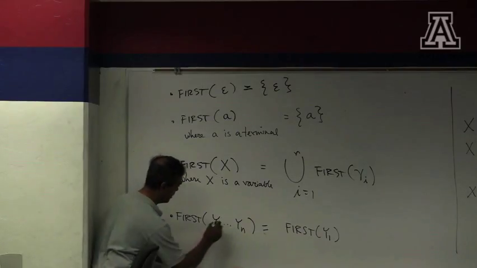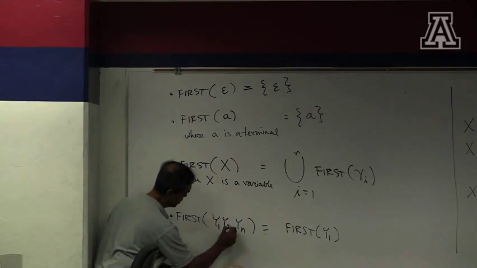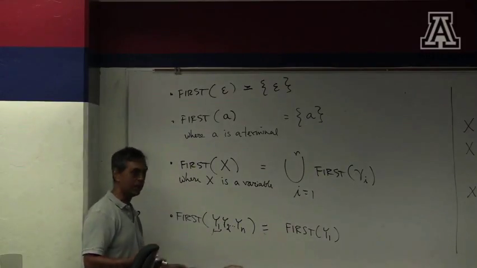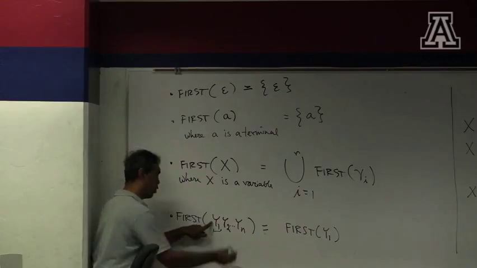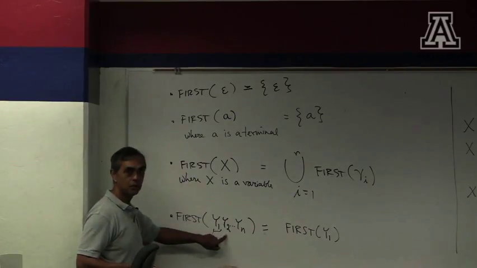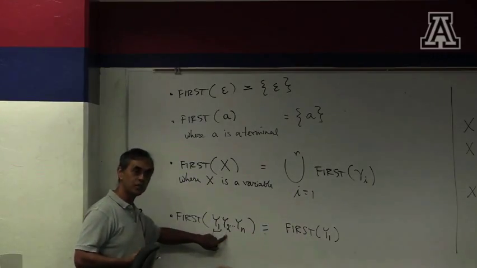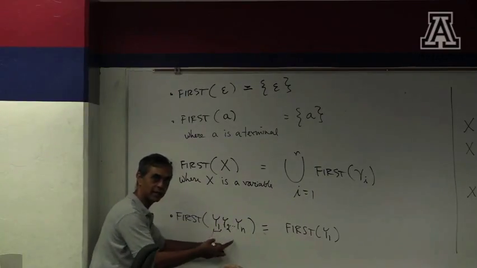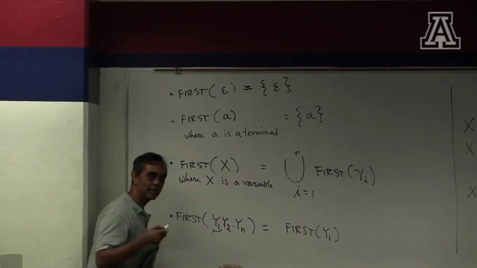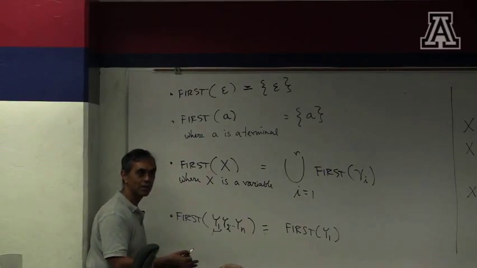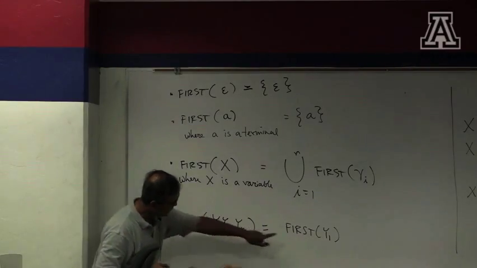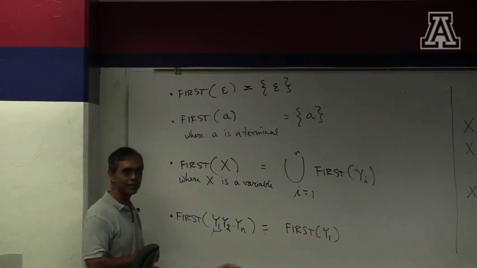So suppose I had first of y1, y2, and suppose that y1 could derive epsilon, then I would also throw in the first of y2. And then I'd say, can y2 derive epsilon? If it can derive epsilon, then I'll throw in the first of y3. And I'll keep doing that until I get to something that cannot derive epsilon, and then I'll stop. OK? All right.